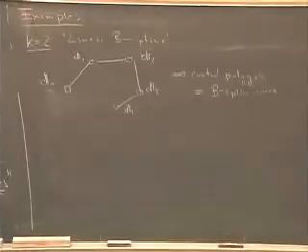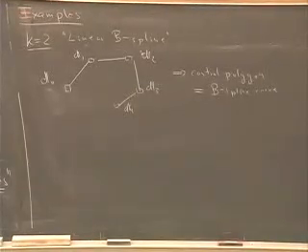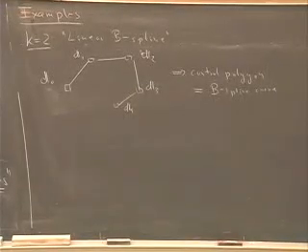Next one is k equals 3. I have it on the board. I don't want to sketch that again. Okay, so you have always 3.